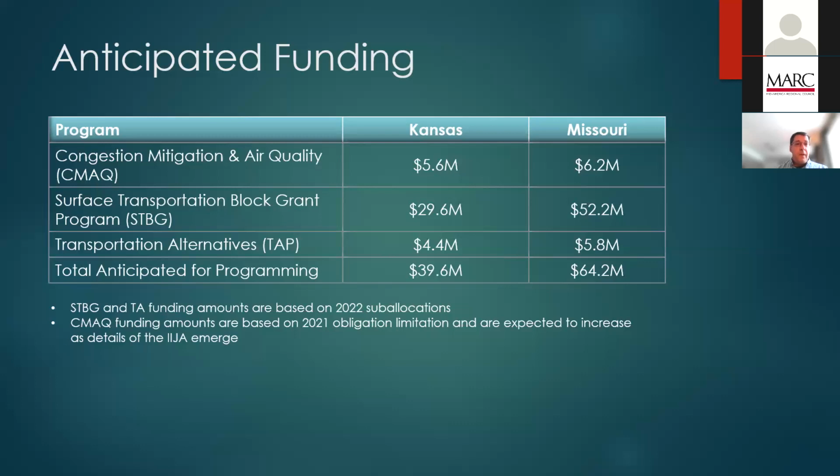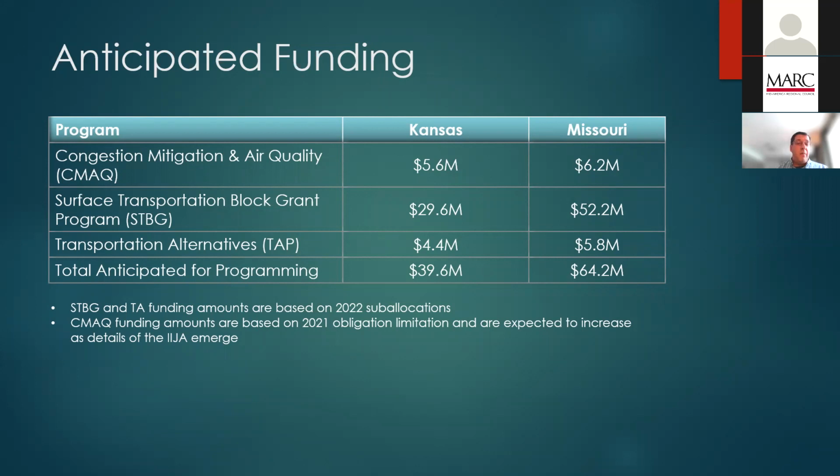The next one is our Surface Transportation Block Grant Program, which is our largest and most flexible. We've seen a rise of about $2 million per year in Kansas, and about $2.5 million a year in Missouri over what we had previously talked about. And so we're up to about $29.6 million in Kansas over 2 years, and $52.2 million in Missouri over the 2-year program. The Transportation Alternatives is the third program.